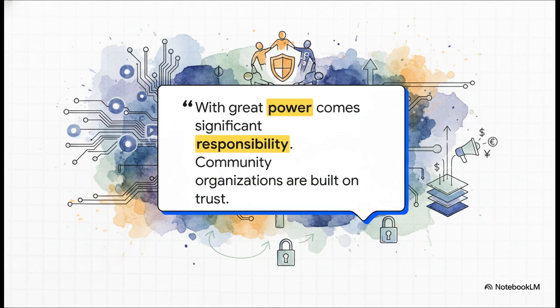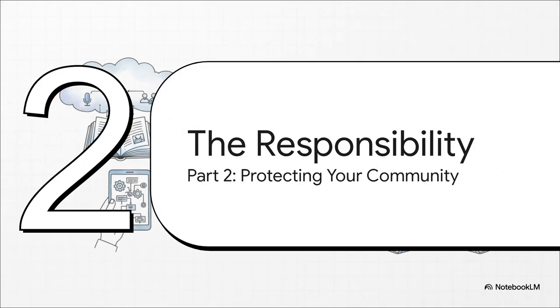Okay, now this is where we pivot, because as the source material puts it so perfectly, with great power comes significant responsibility. This right here is the heart of the matter. Your entire organization is built on a foundation of trust, which brings us to the second, absolutely critical half of this tutorial. Part 2 is all about that responsibility. In chapters 7 through 10, we're going to shift our focus from what AI can do to what you must do to protect your community's data, their privacy, and most importantly, their trust. This isn't an afterthought, it's central to using these tools ethically and effectively.